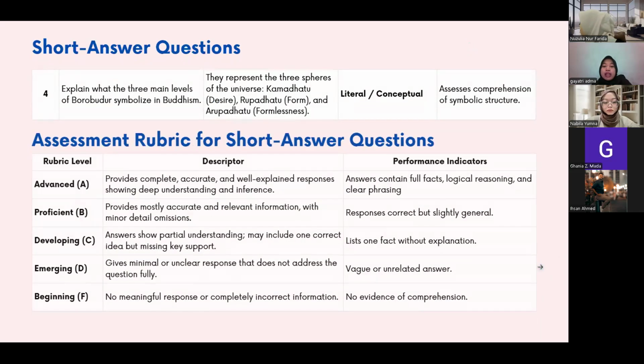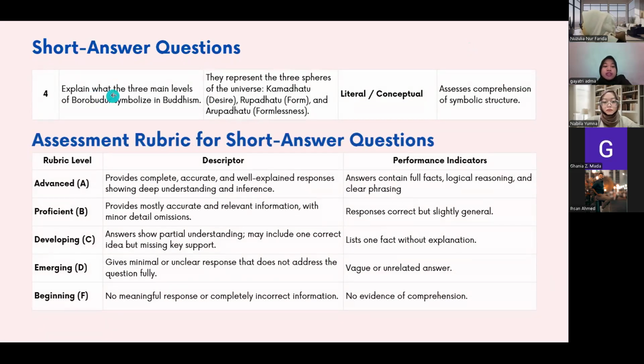And then the last question is: explain the three main levels of Borobudur symbols in Buddhism. Here we know that it is a literal comprehension question, because the students can find the answer better when they comprehend the text fully, because it assesses comprehension of symbolic structure.